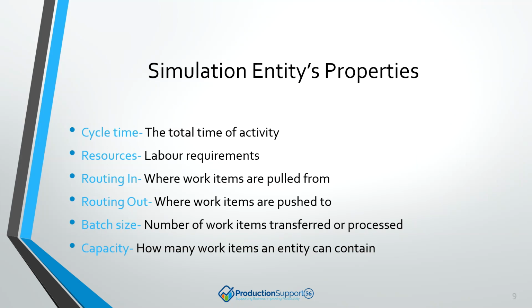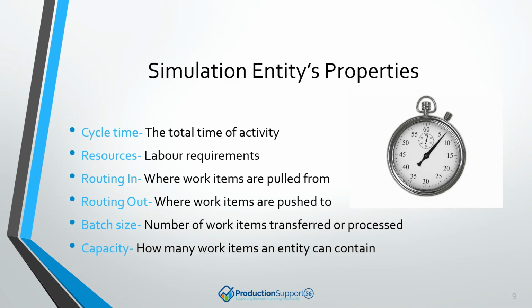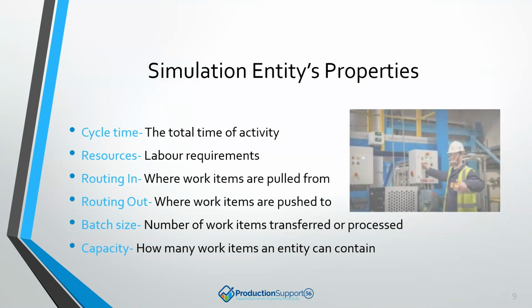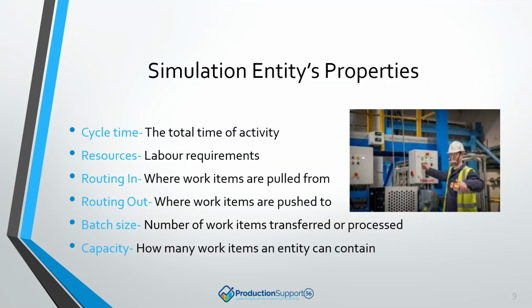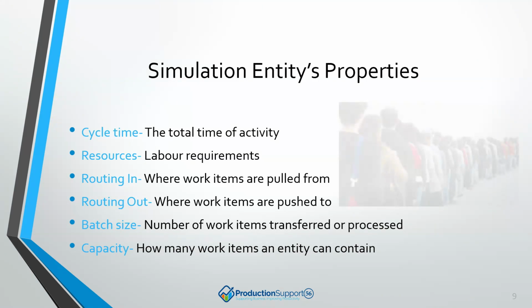To create an accurate simulation, you need to use your process data to define the properties of each entity. The key properties are cycle time. This is the time taken to complete an activity. Resources. This is the number and type of labour needed to carry out an activity. For example, a crane lift may need a crane operator and a banksman.